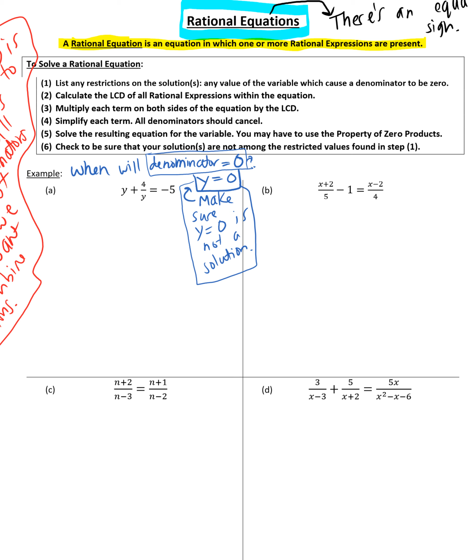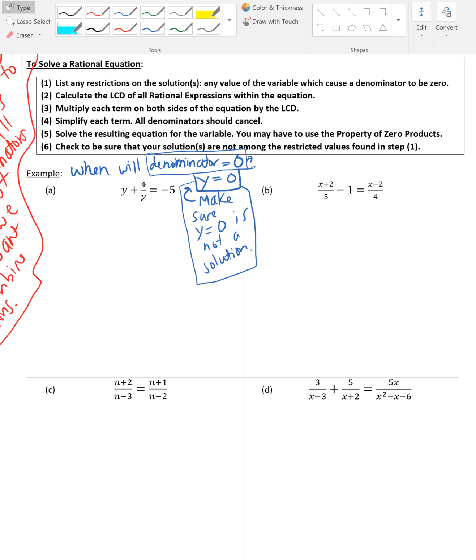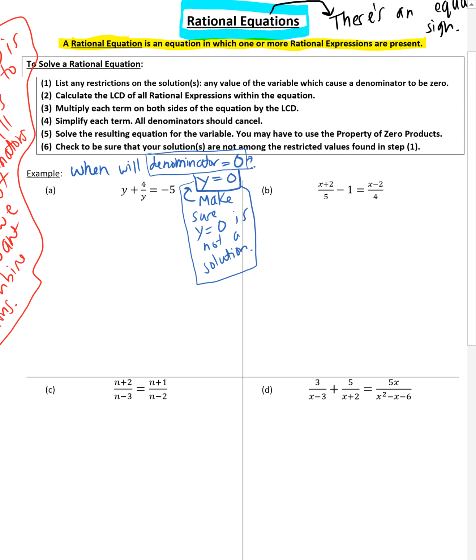That's the first step. And then step 2 says what? You want to calculate the least common denominator of all the rational expressions within the equation. But again, in this one we got lucky. There's only one denominator. It's y. So I think that would be the LCD, right? If there's only one denominator, that guy is the common denominator. Okay, so that's step 2. We kind of did step 1 up here. Step 2's done.